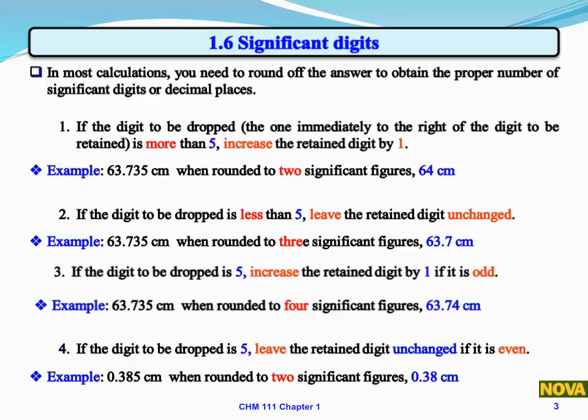1. If the digit to be dropped, that is, the one immediately to the right of the digit to be retained, is more than 5, increase the retained digit by 1. 2. If the digit to be dropped is less than 5, leave the retained digit unchanged. 3. If the digit to be dropped is 5, increase the retained digit by 1 if it is odd. 4. If the digit to be dropped is 5, leave the retained digit unchanged if it is even.